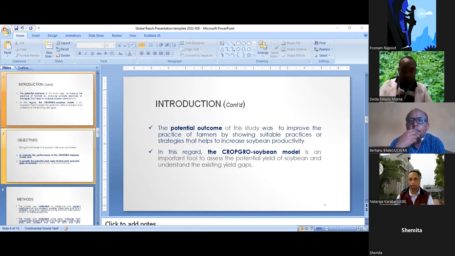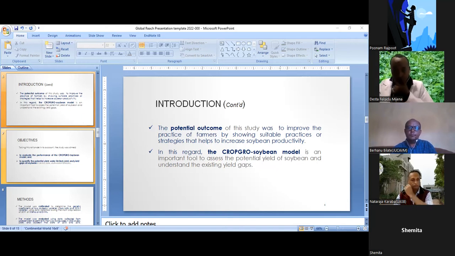Coming to the methodology part, the model was calibrated to determine the genetic coefficients of two soybean varieties using data collected during the main cropping season of 2019 at Malco and Dintu. These are the sites where the research was conducted. The model was evaluated using data collected from independent experiments that were conducted in 2020 at El Darling and the soybean trial data of 2015 and 2016.